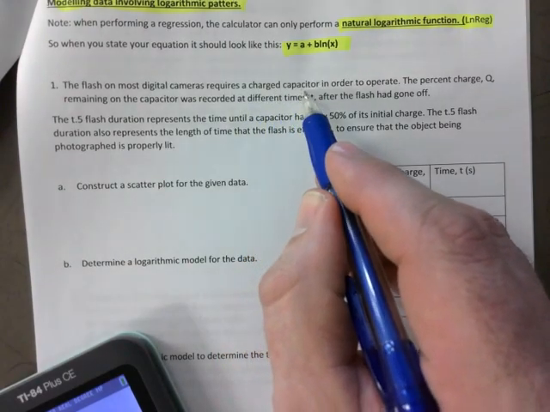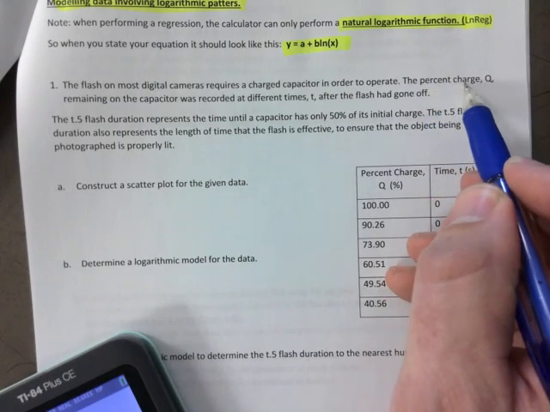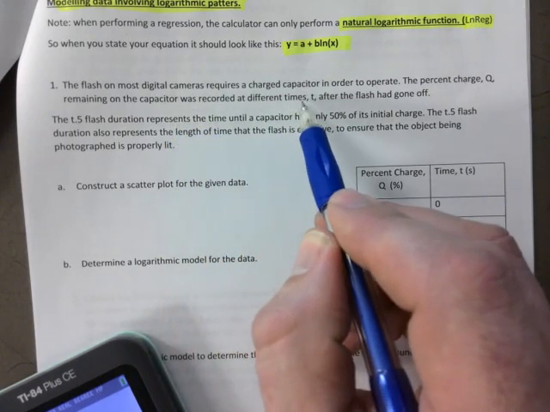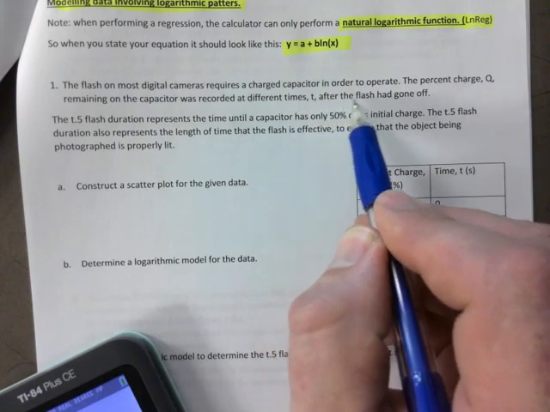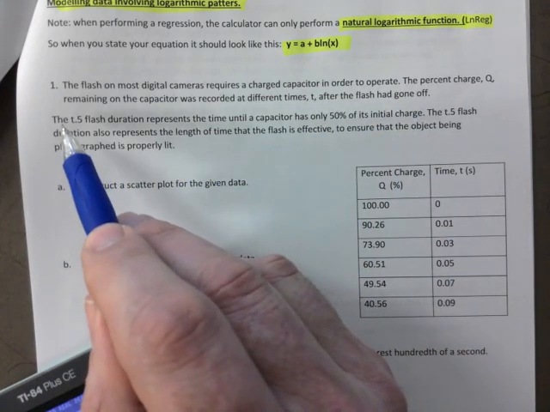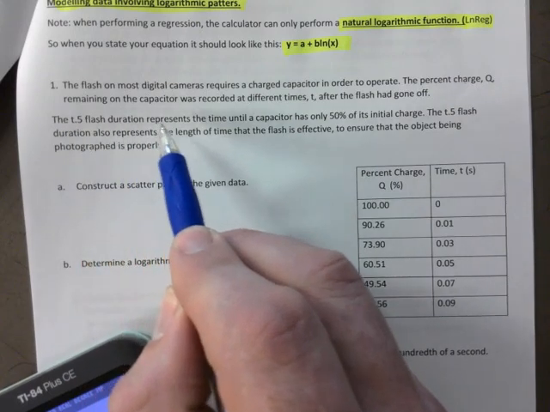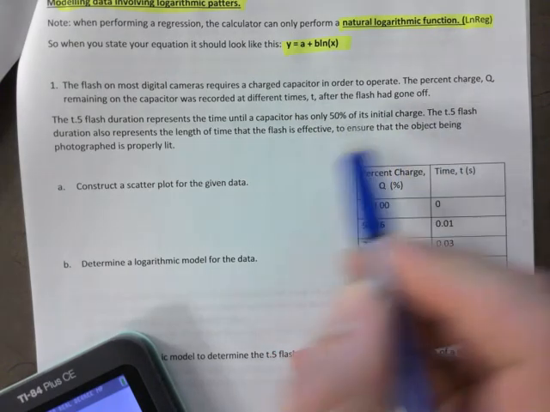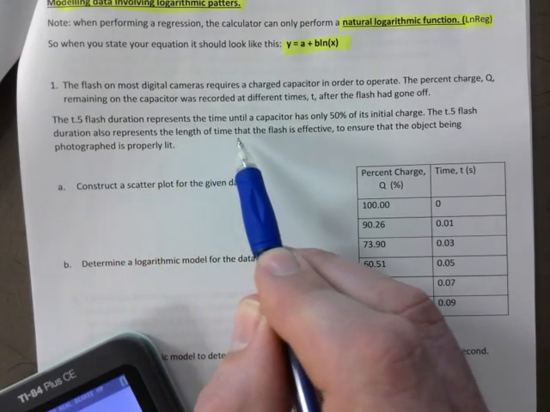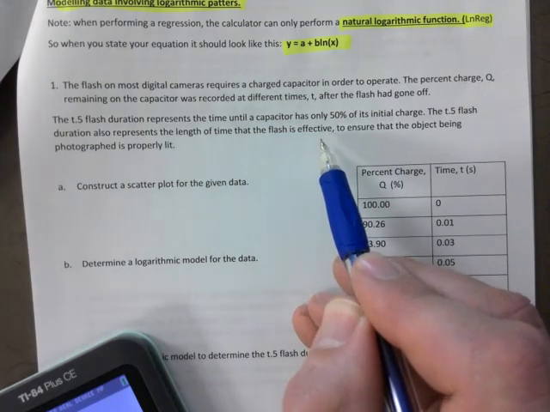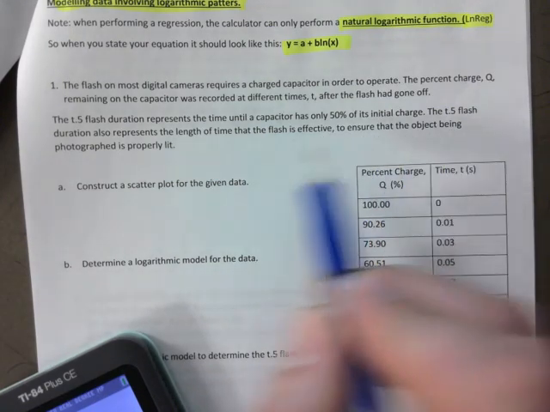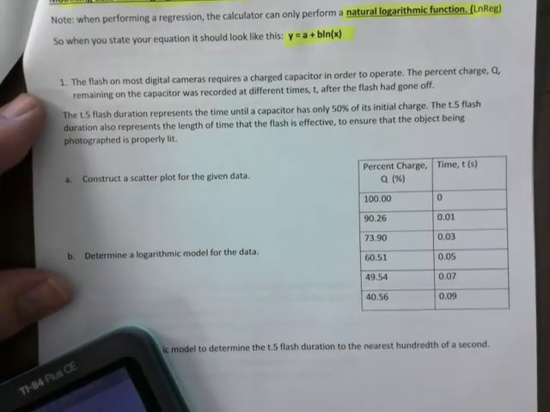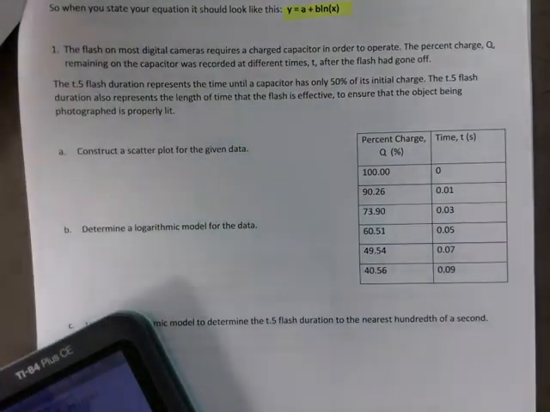Requires a charged capacitor in order to operate. The percentage charge, Q, remaining in the capacitor was recorded at different times, which is T, after the flash has gone off. The T5 flash duration represents the time until a capacitor has only 50% of its initial charge. The T5 flash duration also represents the length of time that the flash is effective. This is a very nerdy question, I know. To ensure that the object being photographed is properly lit. So depending on how much light is required, that's how much light will be produced by this capacitor.